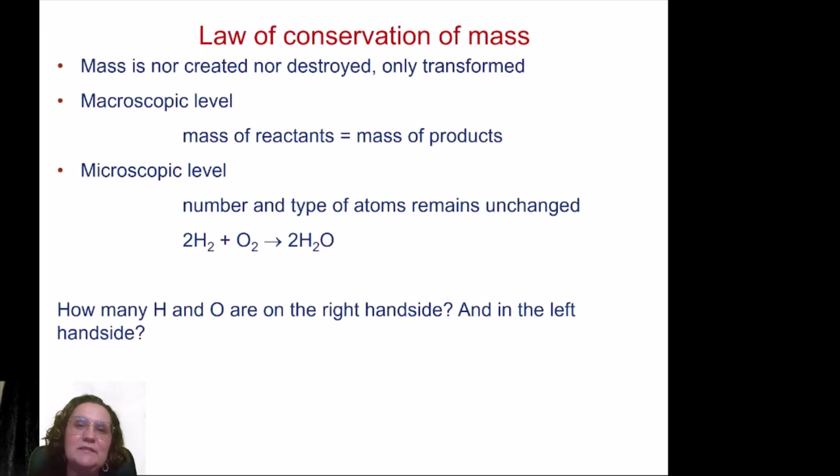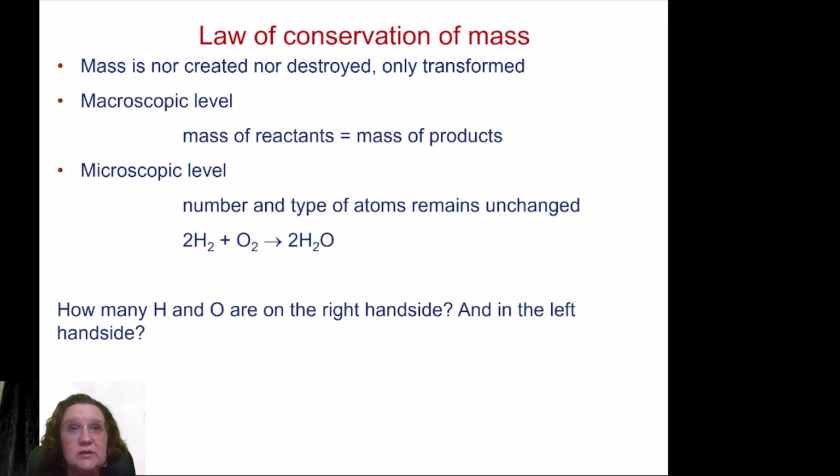When we were balancing equations in the previous slides, we were using something called Lavoisier's principle, the law of conservation of mass. Lavoisier was the French chemist that came up with this idea in the 17th, 18th century. It means that mass is neither created nor destroyed, it's only transformed. So you have some reagents, they react and they become products.